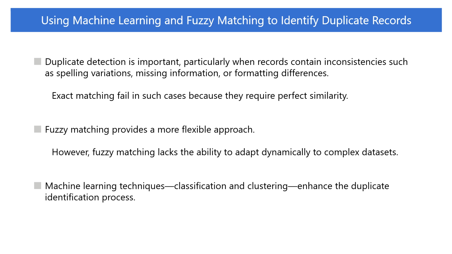Duplicate detection is an important step in data preprocessing, particularly when records contain inconsistencies such as spelling variations, missing information, or formatting differences. Traditional exact matching methods fail in such cases because they require perfect similarity between records. Instead, fuzzy matching, which calculates the degree of similarity between text or numerical values, provides a more flexible approach. However, fuzzy matching lacks the ability to adapt dynamically to complex datasets. This is where machine learning techniques, classification, and clustering enhance the duplicate identification process.